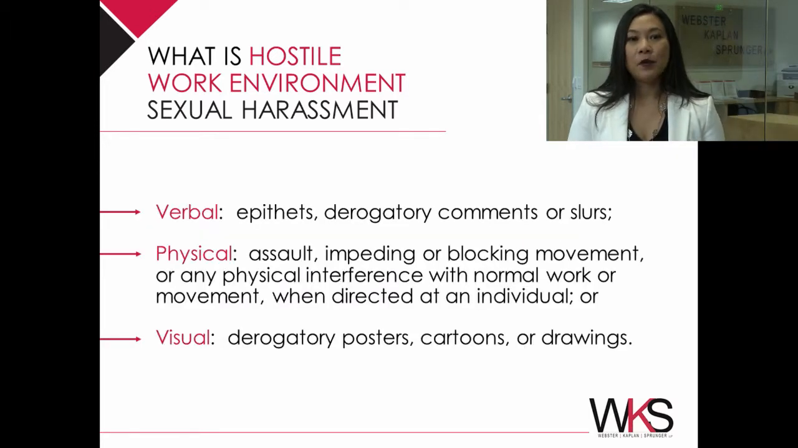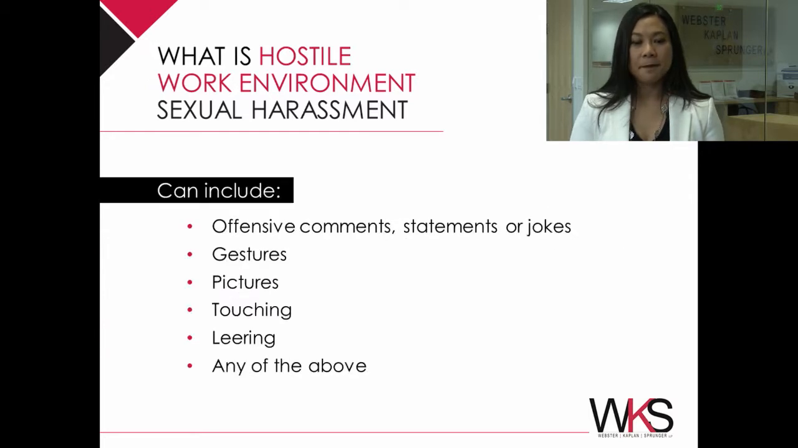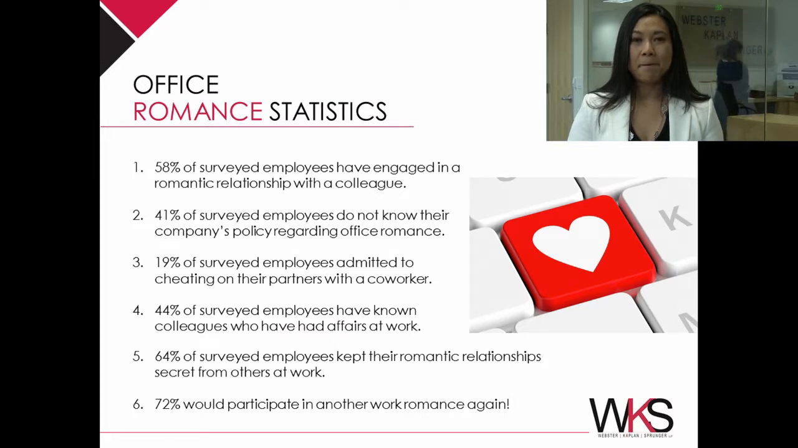So these are just examples of sexual harassment. In terms of environmental harassment, it could be verbal, like we've discussed, right? It could be physical, impeding or blocking movement, actual assault, physical interference with movement, visual. It could be posters, cartoons, drawings, those kinds of visual aids. And it can include verbal, so it can be comments, it could also be just gestures or pictures or touching, leering, any of the above. Those are examples provided directly from the California statute, okay?